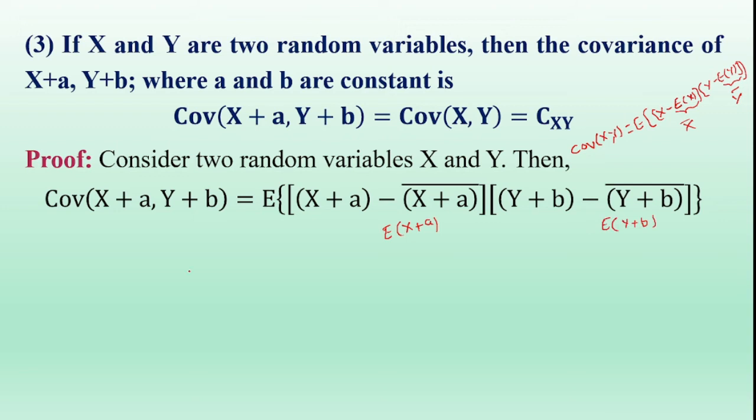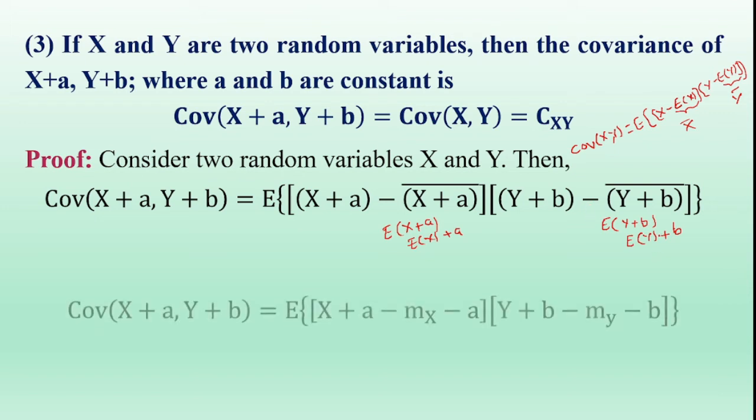So covariance of X comma Y is equal to... using properties of expectation, the expectation of X plus a is expectation of X plus a. Here also, using the property, the expectation of Y plus b is expectation of Y plus expectation of b, and the expectation of b is b. Now before the minus there is multiplying minus within the bracket term, and here also, minus multiplying minus within the bracket term.